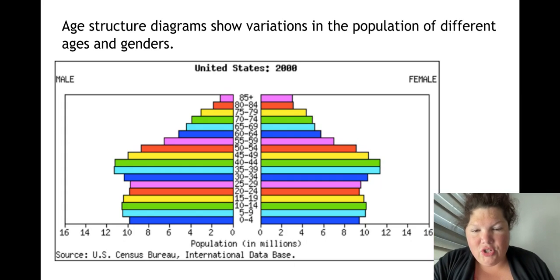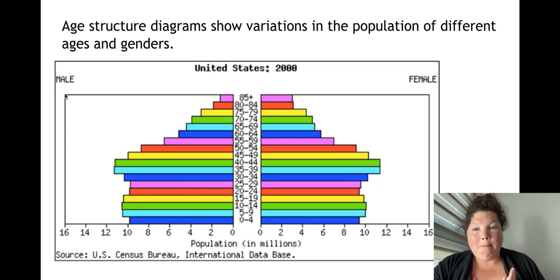So when we're looking at one of these graphs, there are some things you want to notice. First, we are split by male versus female. One side is going to show female, one side is going to show male. Then you're going to see these colored bars. Each of these bars represents roughly a 5-year age difference. So we have 0 to 4, 5 to 9, 10 to 14. So this one's 4 years, sometimes they're 5 years.